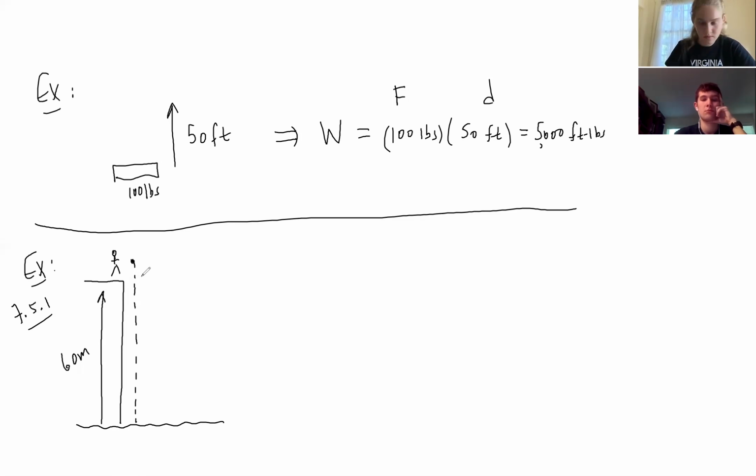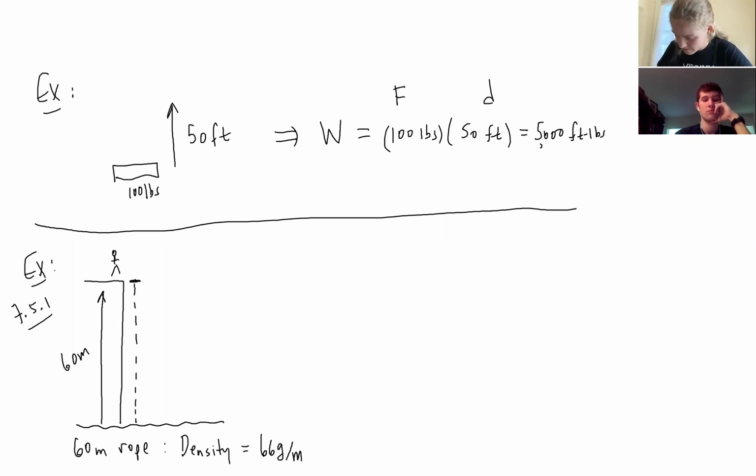And the way I've drawn it is you're standing here, but really the rope starts there. So you have a 60-meter rope that you want to pull in. It tells you you're going to need to do Newton meters here. So in order to work this out, you're going to need to know the density of the rope. In this case, it says it's 66 grams for every meter.